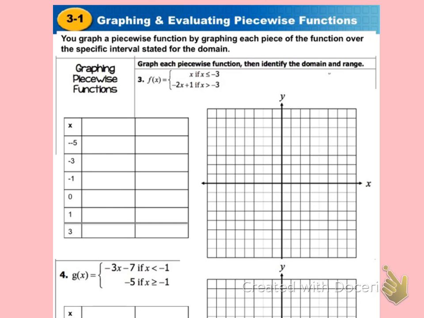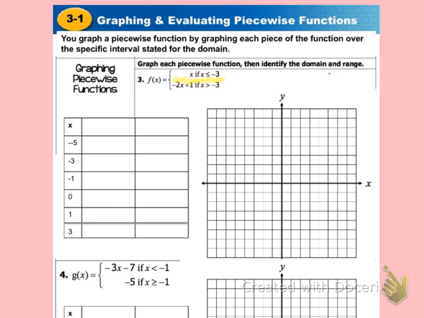So there's lots of different strategies that people use to graph piecewise functions. But in general, you graph a piecewise function by graphing each piece of the function over the specific interval stated for the domain. So basically what this is saying here is I'm going to have 2 parts of the graph. One of them is going to be how the situation behaves before and when I get to -3. In other words, when x is less than or equal to -3. And then it's going to change over and it's going to behave differently past -3.